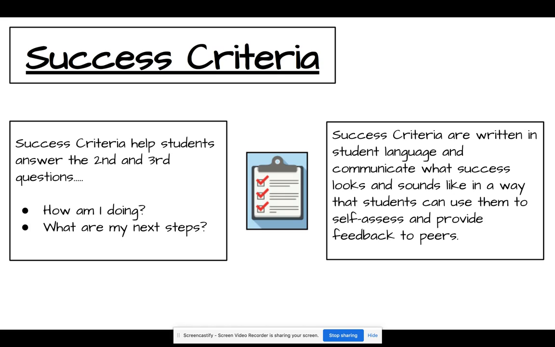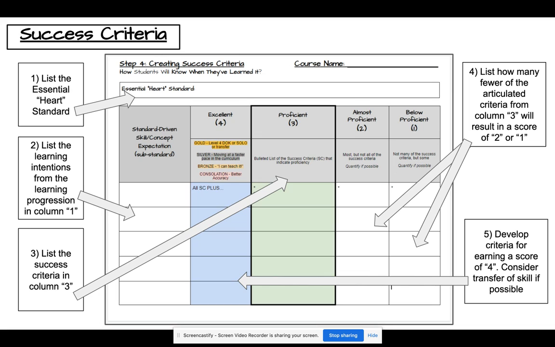They usually should be written in student language, and they communicate what success looks and sounds like so that students can use them to self-assess and provide feedback to peers, which, again, if that's happening in class, takes an inordinate amount of time. You're not going to have as much time to cover a lot of standards when you're engaging in this part of the process.